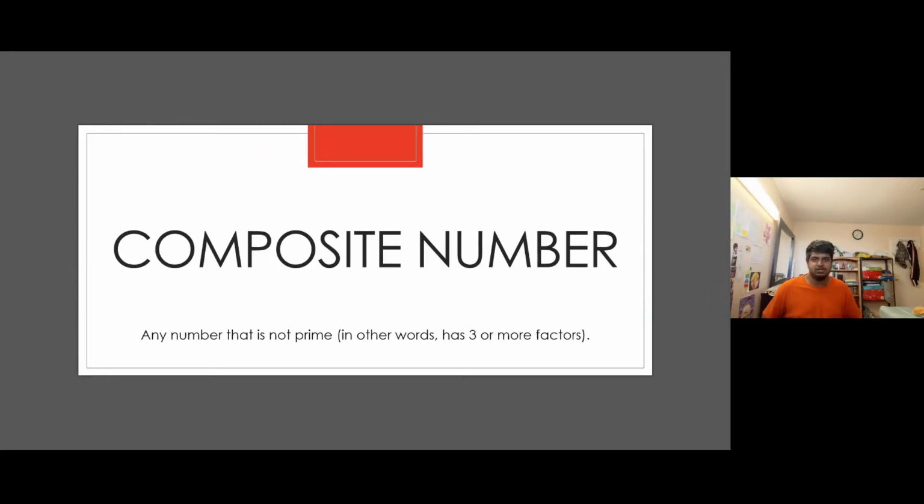Okay, so the next term I want to talk about is composite number. This is actually a very straightforward term. So a composite number is any number that is not prime. So in other words, it has 3 or more factors. We did 6 on the previous slide. That is also a composite number. So it's just any number is basically prime, or it's composite, or it's like 1 and 0, which are just categories of their own.